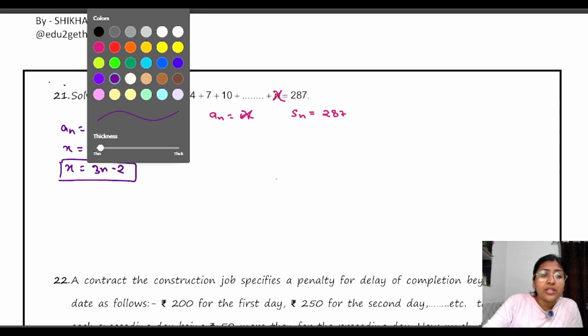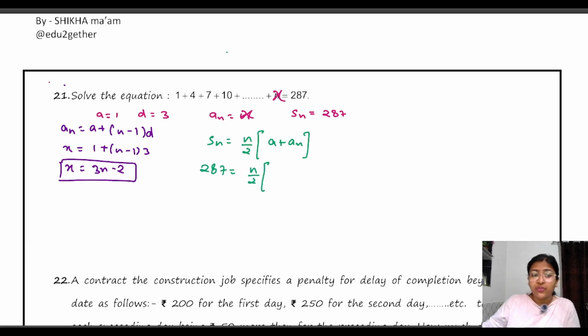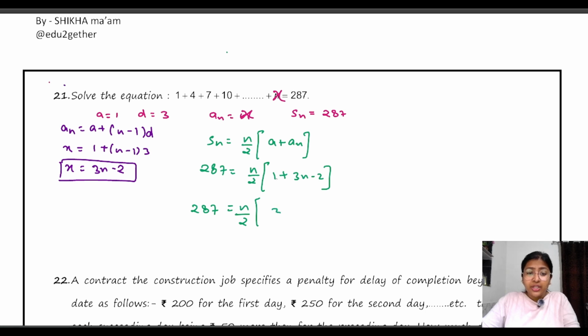Okay, now we know the sum formula. What is the sum formula? Sn is equal to n by 2 bracket a plus an, that is the last term. The sum of n terms is given as 287, which is equal to n by 2 bracket, the first term is 1, and the last term we already found out, that is 3n minus 2. Simplify it, you will get 287 is equal to n by 2 bracket 3n minus 1. Yes or no? Now do the cross multiplication.